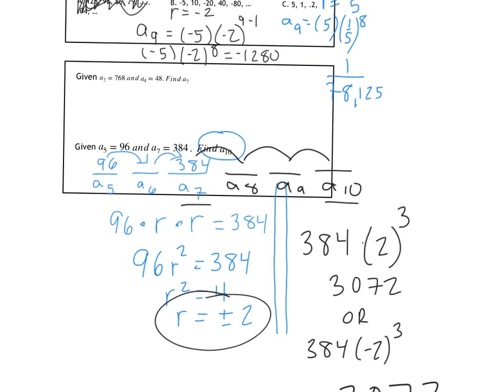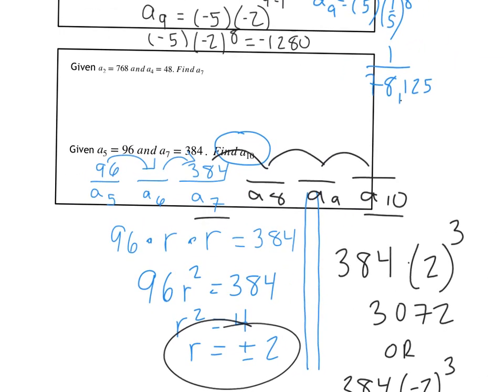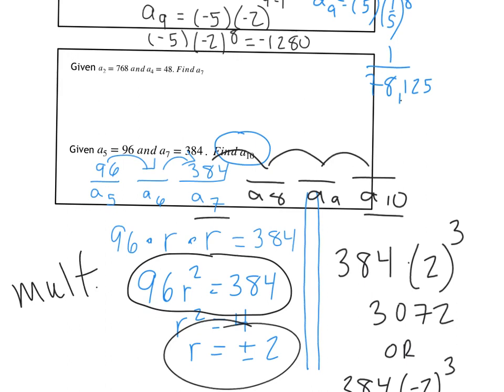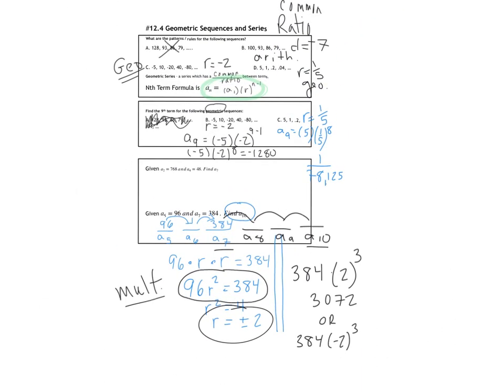Again, we're going to build ourselves an equation based upon our given information. That equation for geometric is going to be multiplication. When we did arithmetic, it was addition. These are going to be multiplication. Okay, all right, moving on. Next slide.